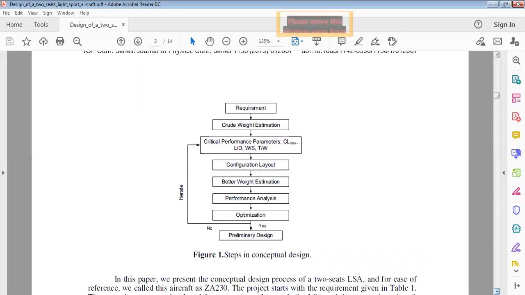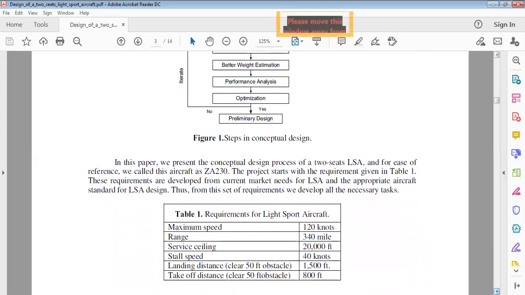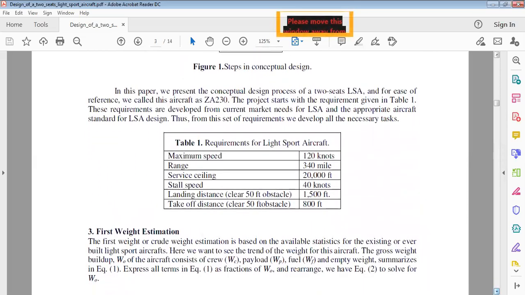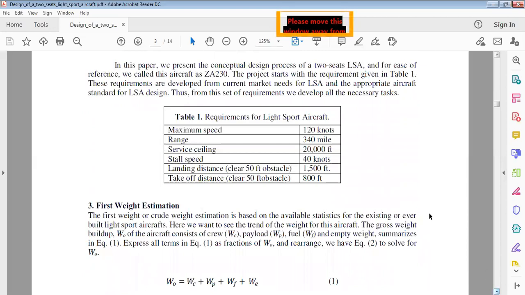When you look here, in this chapter we represent the conceptual design process of a two-seater light sport aircraft. For ease of reference, we call the aircraft ZA230. We are giving it one name. For example, each individual can have their own name. You can give your own name, for example Ashish light sport aircraft, Pooja light sport aircraft, or Arun Kumar. In the same way, whichever name you like, you can name your own aircraft when you are going to design.